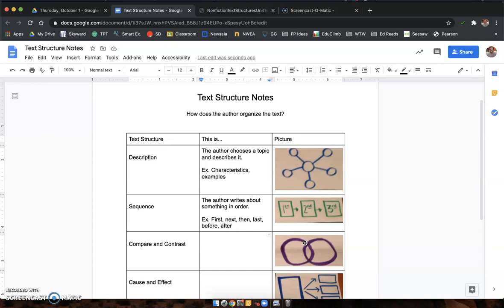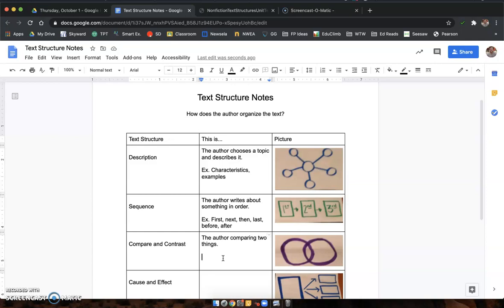The next text structure is compare and contrast. And that is the author comparing two things. Okay? No, I do want the word comparing. All right, so the author comparing two things. All right, so saying how two things are similar, saying how two things are different.